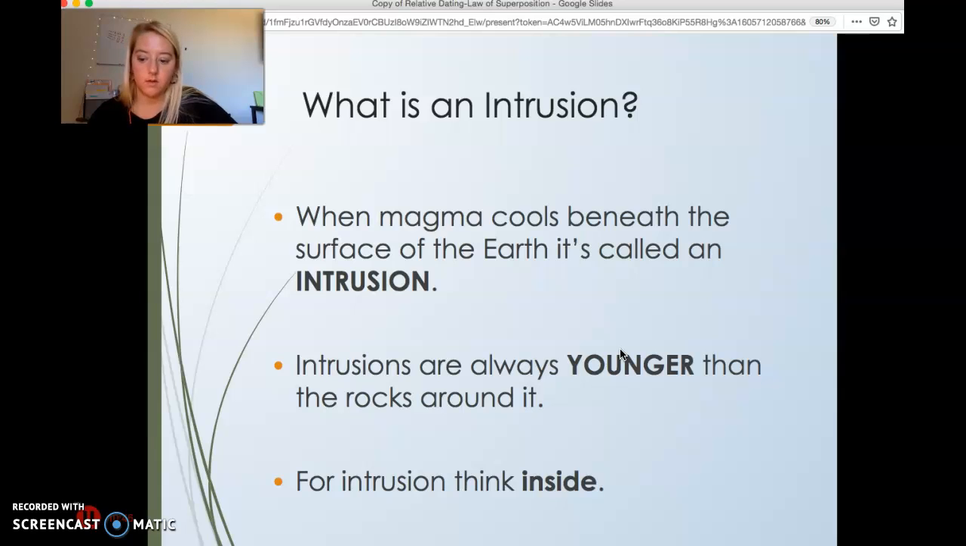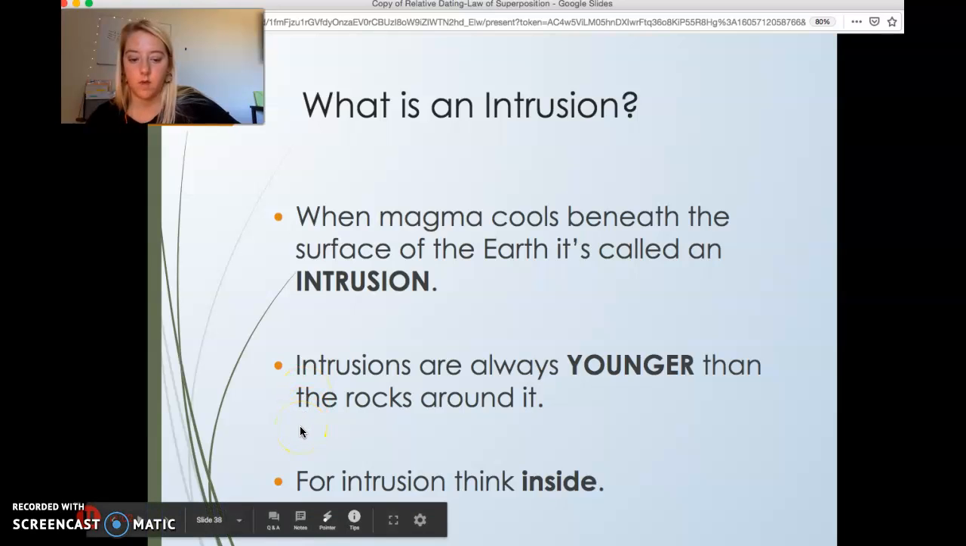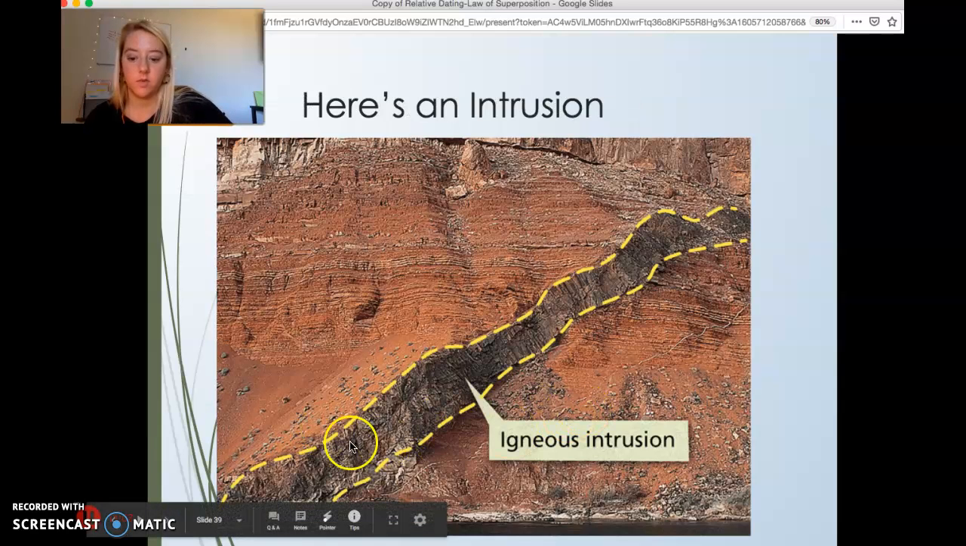Another thing that can happen that'll disturb our rock layers is called intrusion. We talked about this when we did our fossil record again. So this is when magma cools beneath the surface of the earth. When magma cools beneath the surface of the earth, it's called intrusion. Intrusions are always younger than the rock found around it, and then the rock it cuts through. For intrusion, think inside.